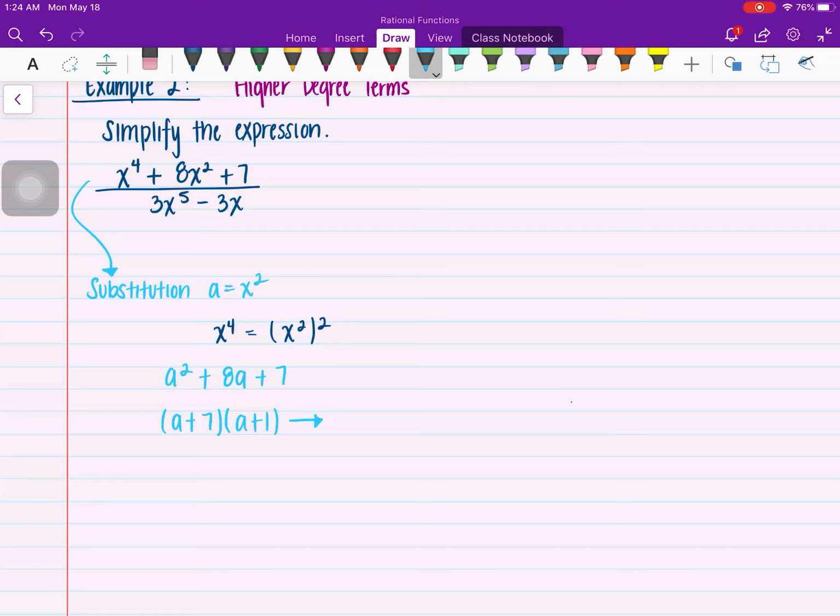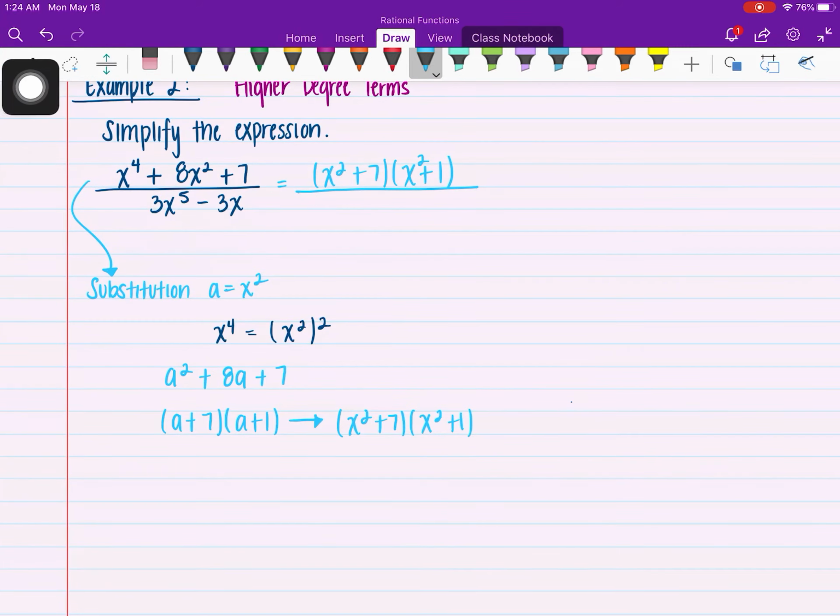And all we're doing from here is that we're going to go ahead and just substitute back. So we expressed it as a, but our goal is to express it back to x. So instead of having an a, I'll go ahead and substitute that with the x squared. So we have x squared plus 7 times x squared plus 1. So this equals, and I'll go ahead and put it as my numerator, x squared plus 7, x squared plus 1.